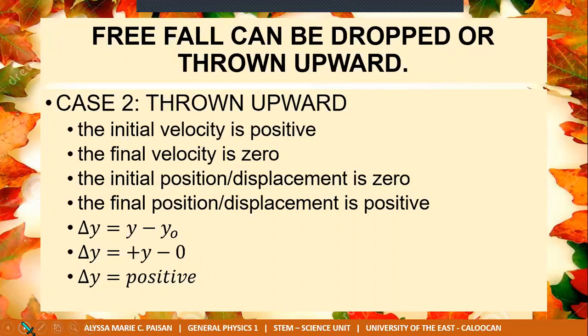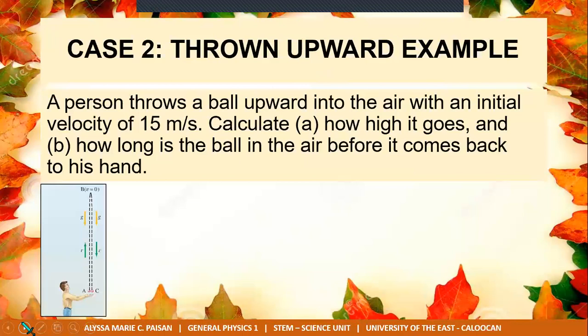So why is the initial velocity positive? Because your object does not move unless you apply an upward force, which gives it an initial velocity, and since it is moving upward, the sign is positive. Another thing, the initial position is still zero, but this is the difference. In case number 1, the final position is negative. Here, the final position is positive. Okay? Because it is going upward. Next.